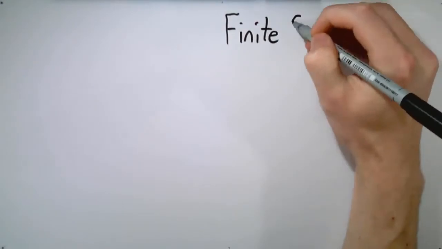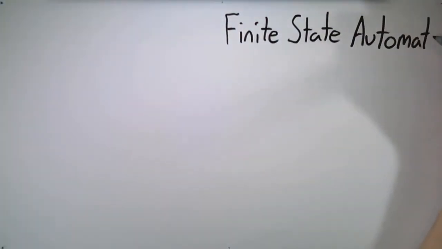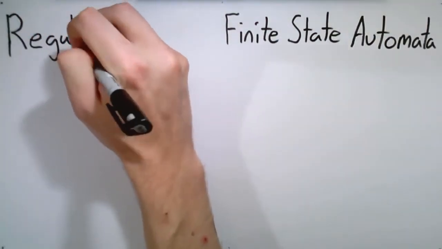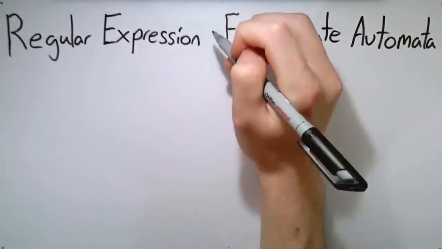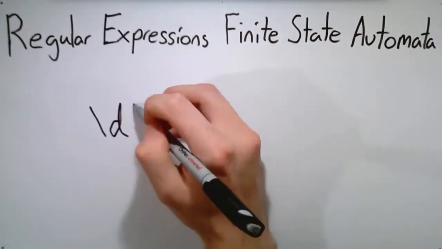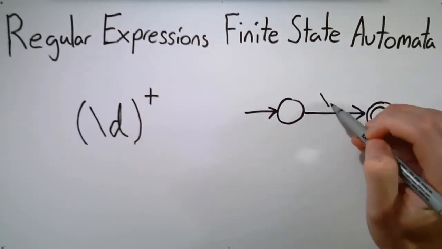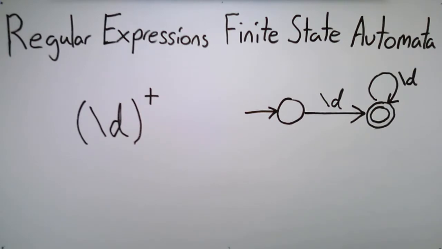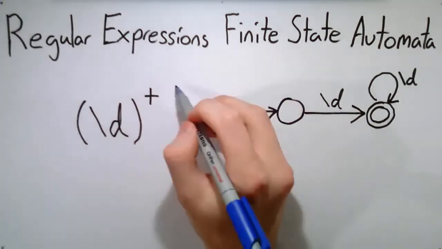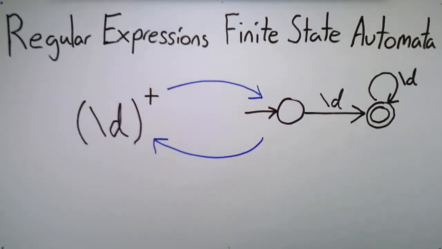Finite state automata, explained in an earlier series, describe exactly the same languages as regular expressions. Every regular expression can be converted to a finite state automaton, and every finite state automaton can be expressed as a regular expression. For example, our regular expression for numbers, \d plus, can be converted to this automaton: a non-accepting start state and an accepting state, with two transitions.